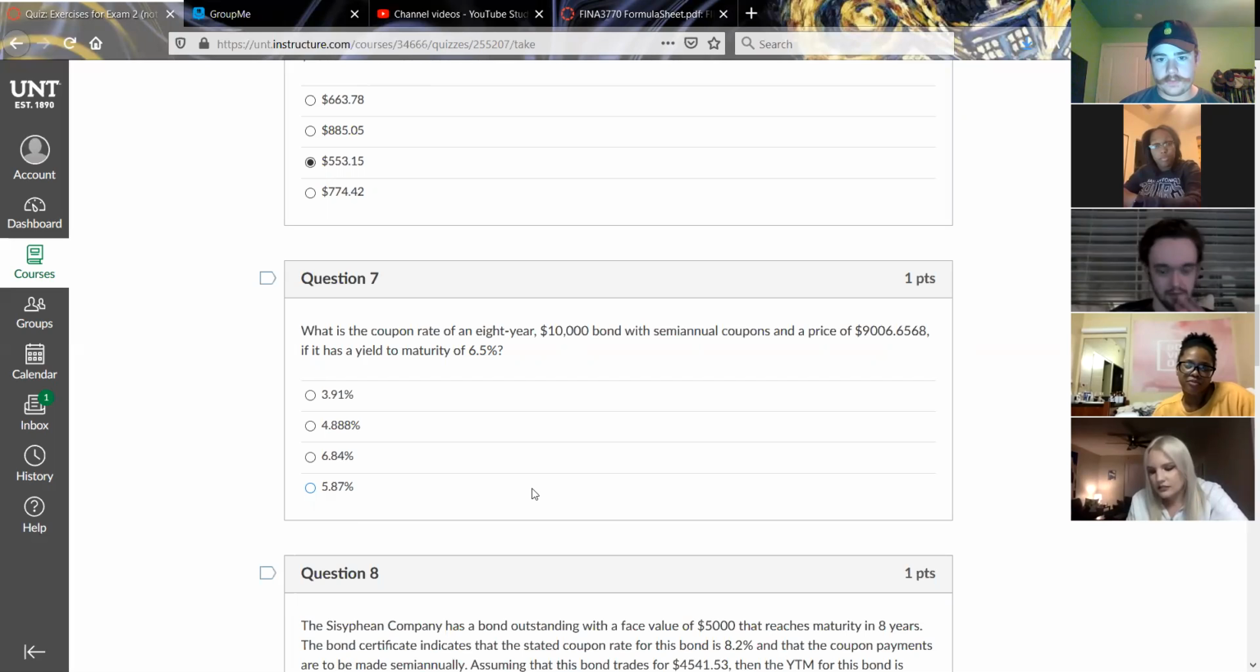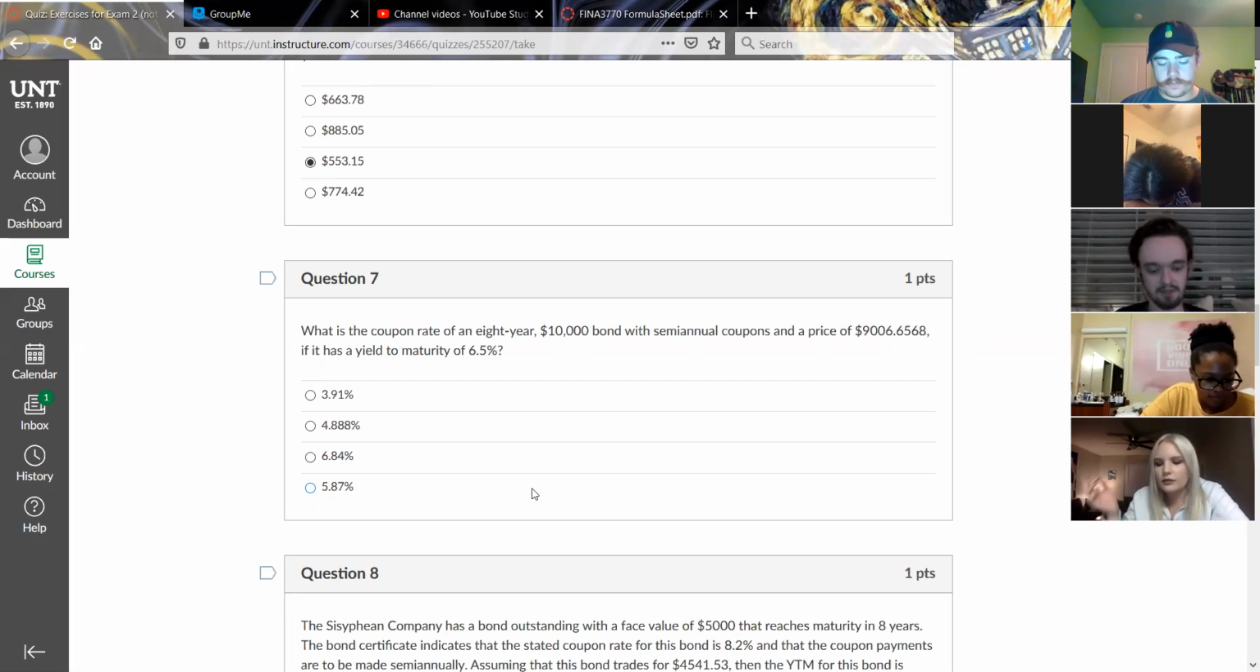Yeah. Okay. So future value is 10,000. You go into the TVM solver, and it's gonna be semi-annual. So that means if it's 8 years, total is 16 for N. Also, since it's semi-annual, you have to divide your 6.5 by 2. So that'd be, hold on, 3.25 for the interest rate.